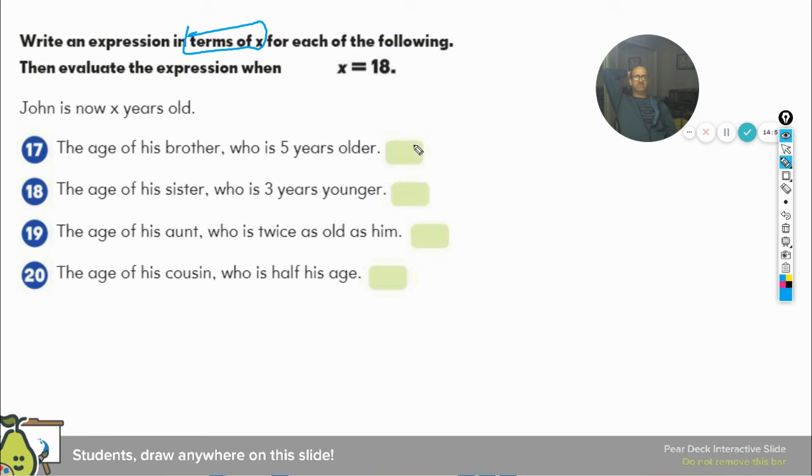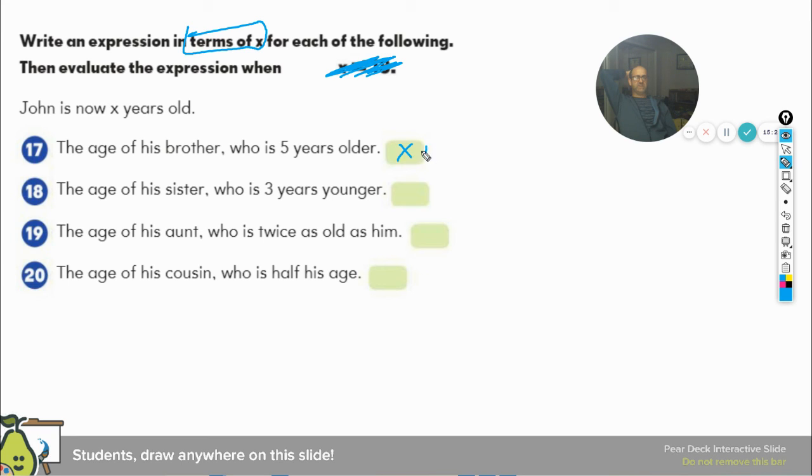If John is X years old, how old is his brother? Well, his brother is 18 plus 5. How old is his sister? 18 minus 3. How old is his aunt? 18. I did all of those wrong. Don't judge me. John is not 18 years old yet. We don't know that. John is X years old.